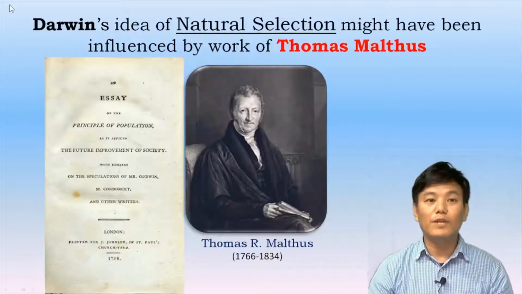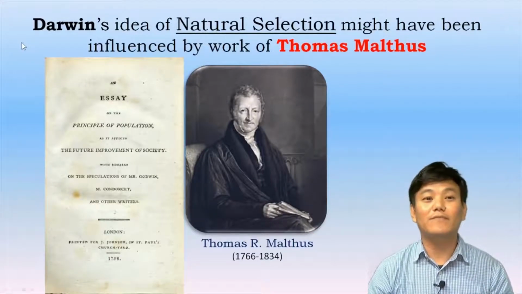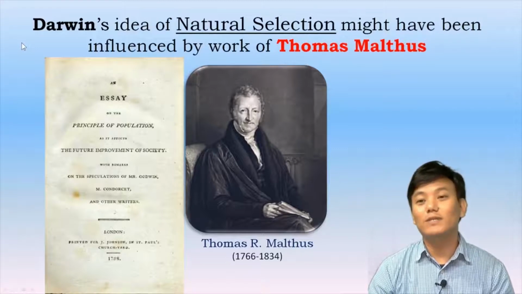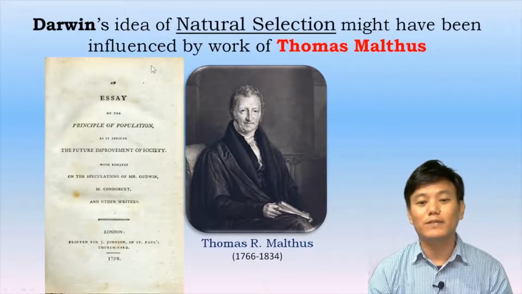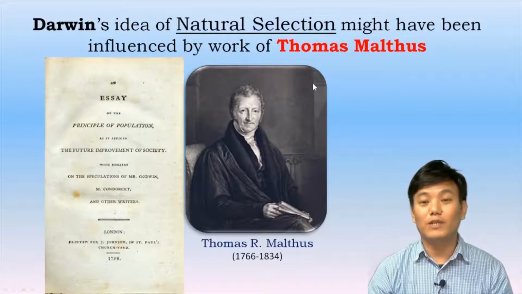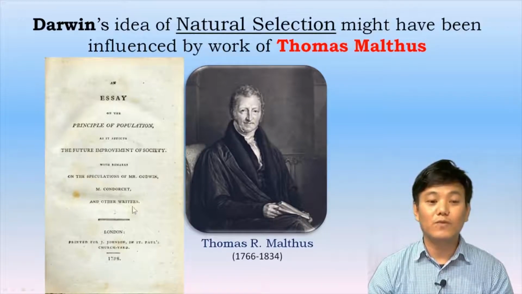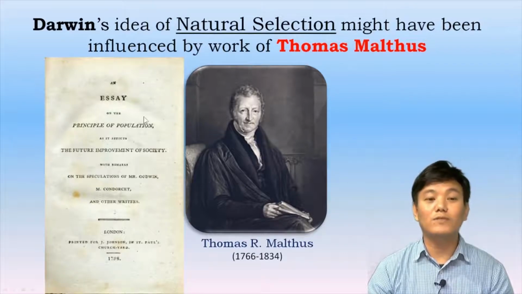Now moving forward, in your textbook, it is given that Darwin's idea of natural selection might have been influenced by the work of Thomas Malthus. So who was Thomas Malthus? Thomas Malthus was a prominent English economist, and he had written an essay on the principle of population. Darwin read this work, and it is said that it influenced his idea of natural selection.